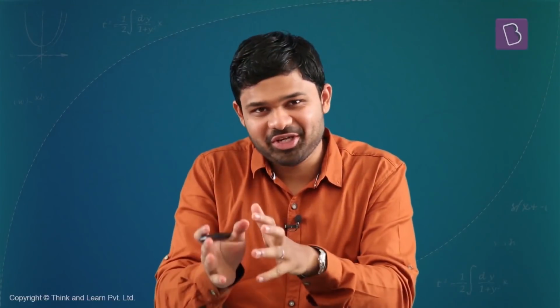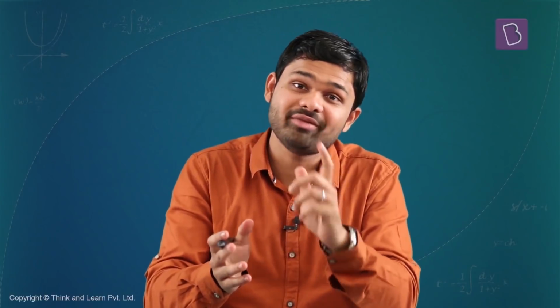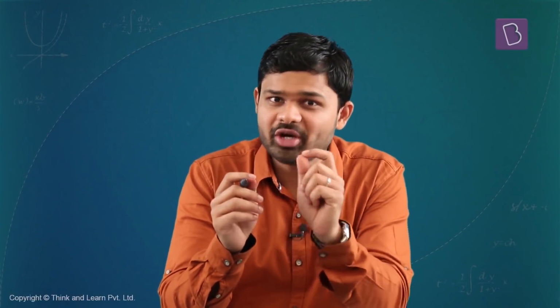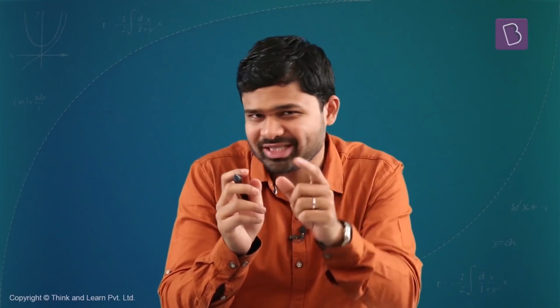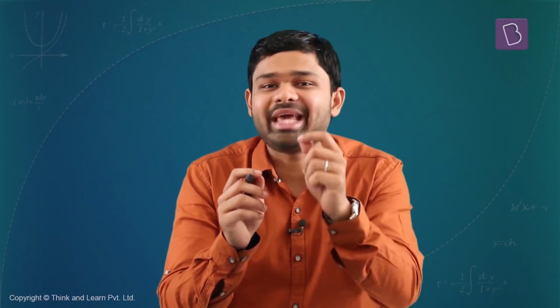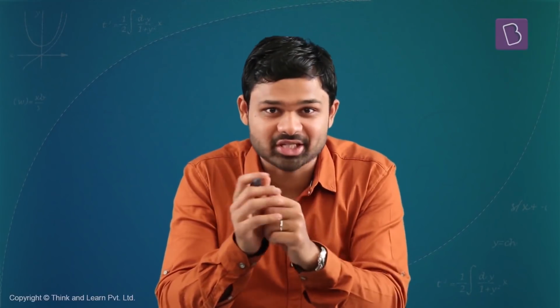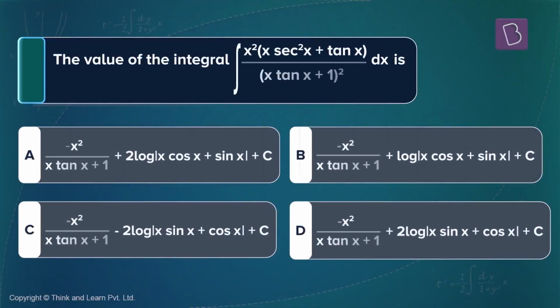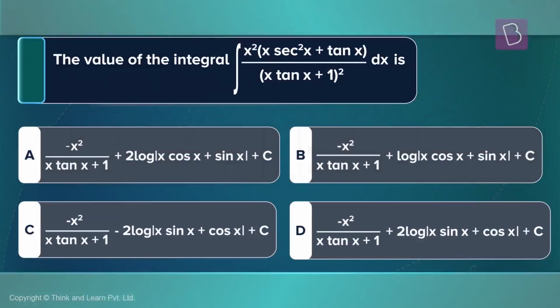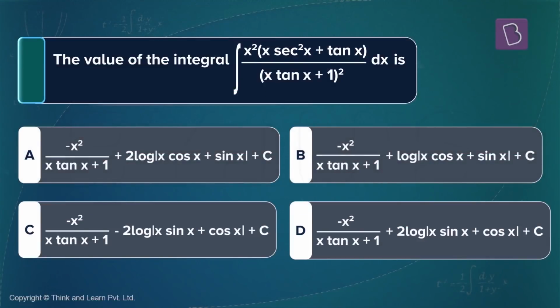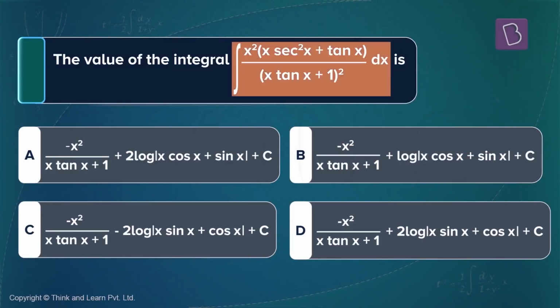Now, following that question on integration by parts, I'm going to solve another question which is going to make use of integration by parts. So that's a small hint for you to guess the method of solving this question. So this is the question. Now in this question, we have a pretty complex looking expression that we need to integrate. We have to integrate x square multiplied by x secant square x plus tan x divided by x tan x plus 1 the whole square dx.